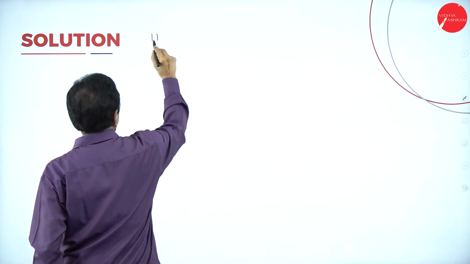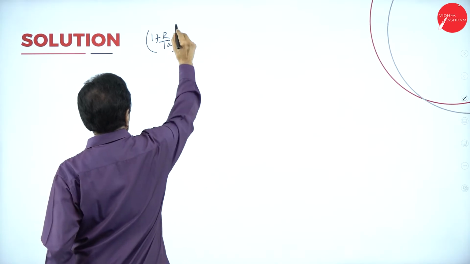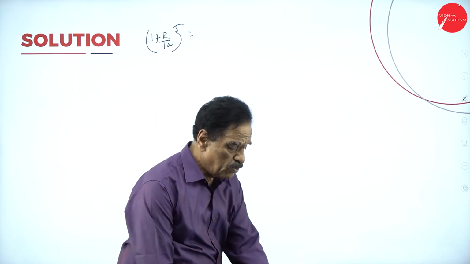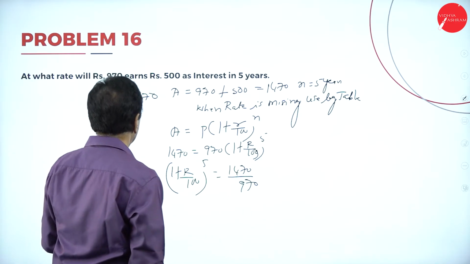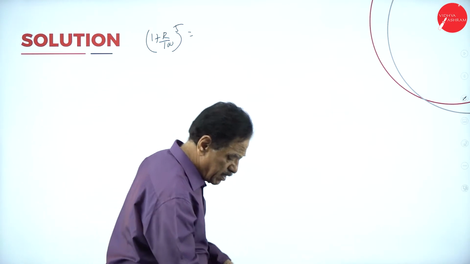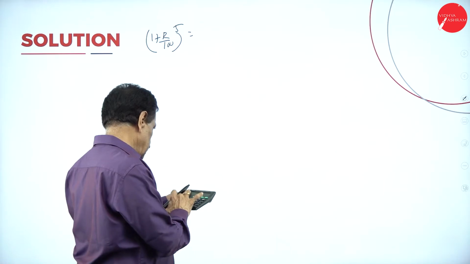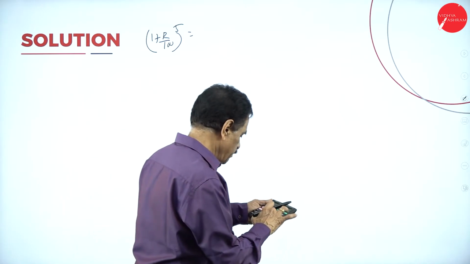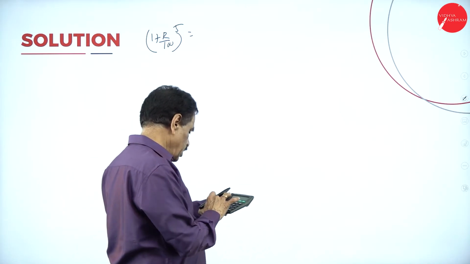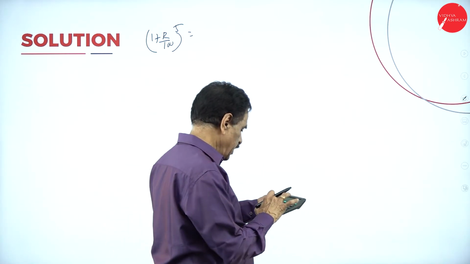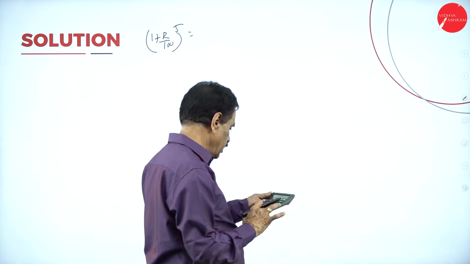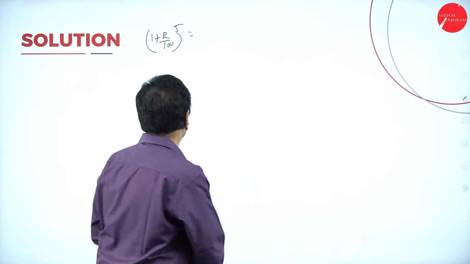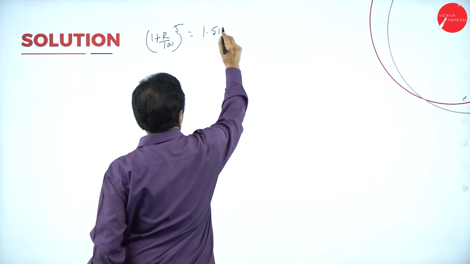Or (1 plus R over 100) to the power of 5 is 1470 divided by 970, which is 1.5155.